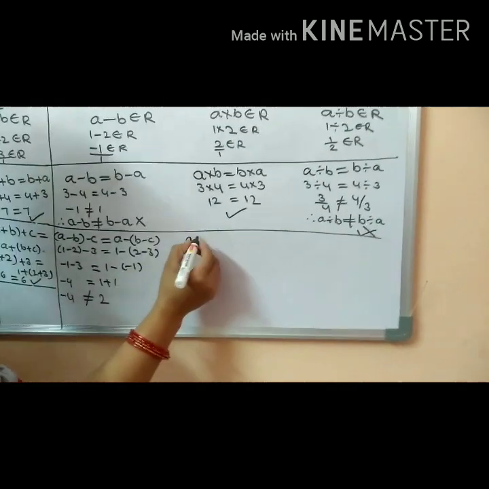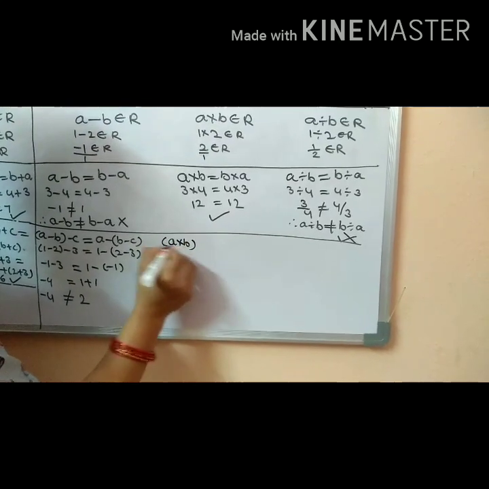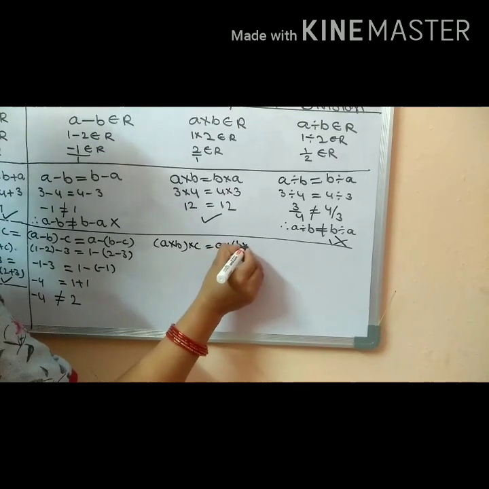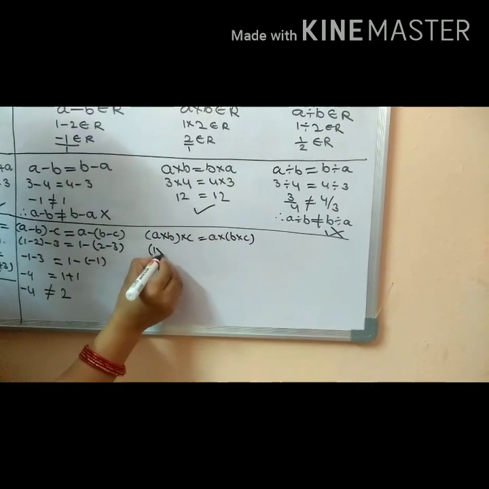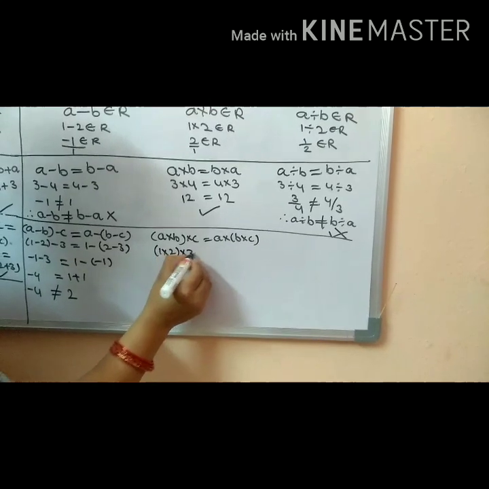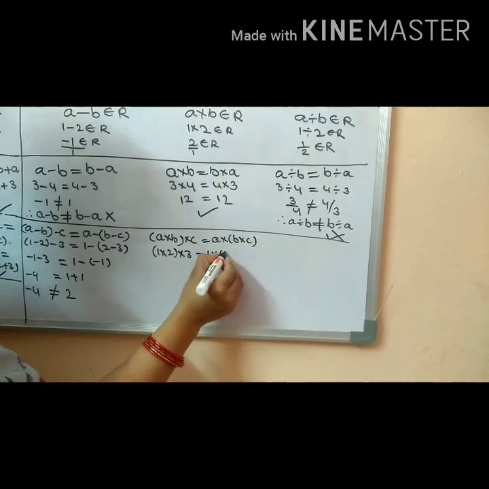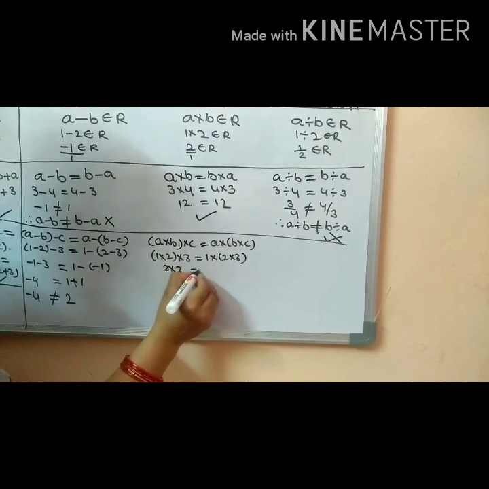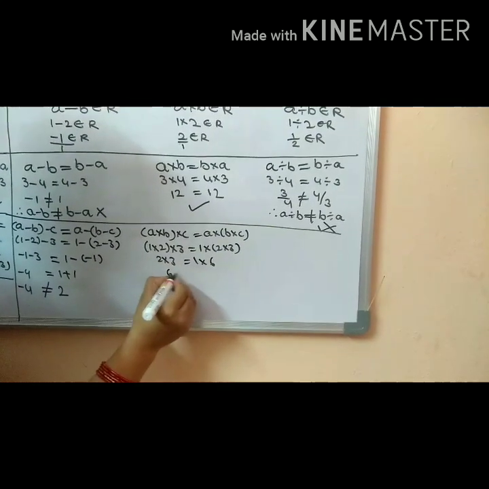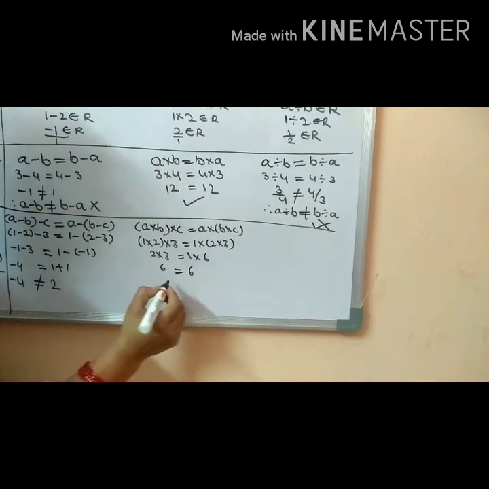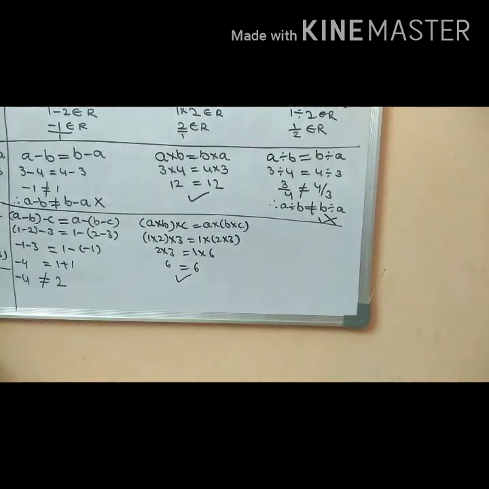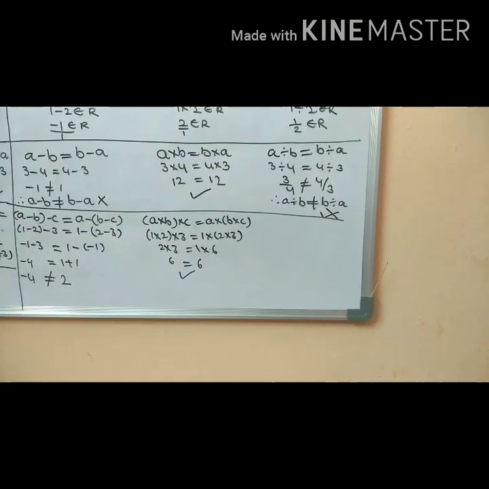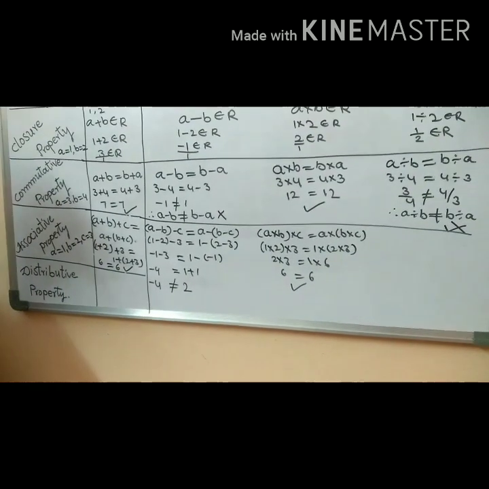What is multiplication? A into B into C equals A into B into C. So here, 1 into 2 into 3 equals 1 into 2 into 3. 2 ones are 2, into 3 equals 1 into 2 threes are 6. So 6 equals 6, both sides' values are equal. So under multiplication, the associative property is possible. Did you understand, children? Okay.